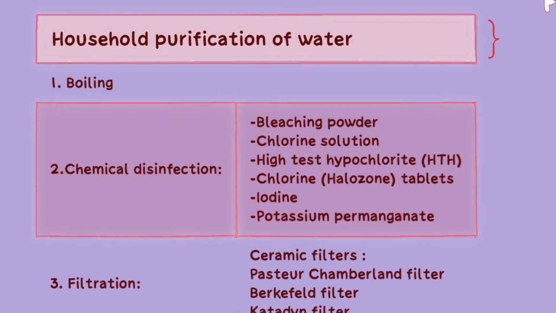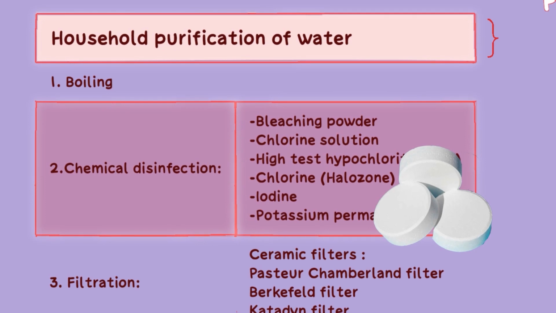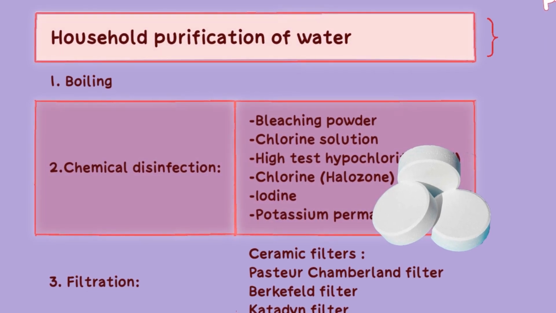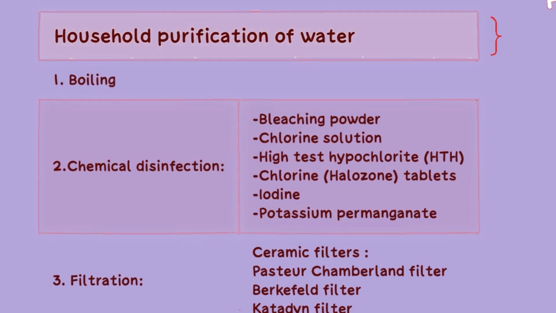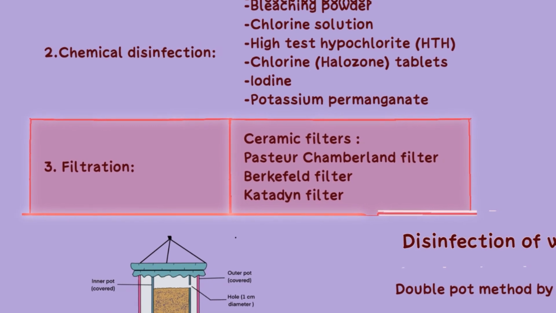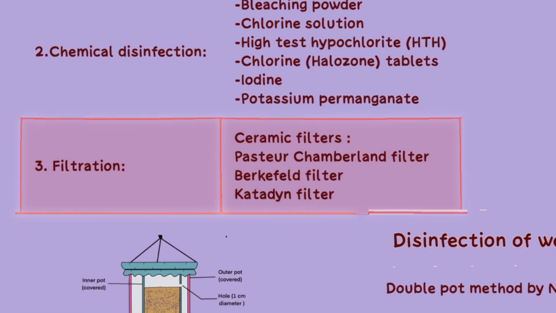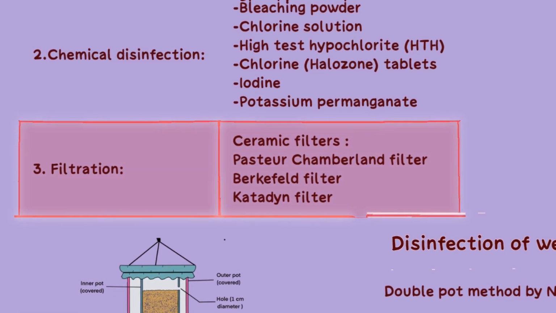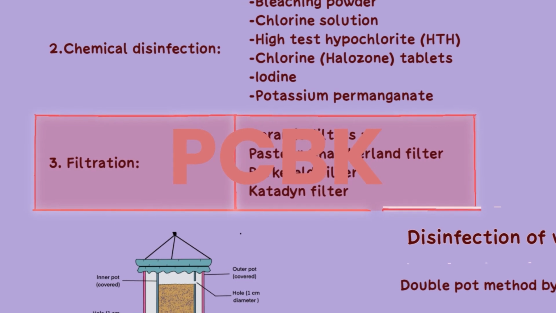Chlorine is also available as tablets known as halozone, containing a precise amount of chlorine that can be used for water disinfection. Lastly, iodine or potassium permanganate can be used to disinfect water. The third method is filtration, which is done by the use of different ceramic filters like Pasteur-Chamberlain filter, Berkefeld filter, and Katadyn filter. An easy mnemonic to remember these would be PCBK.